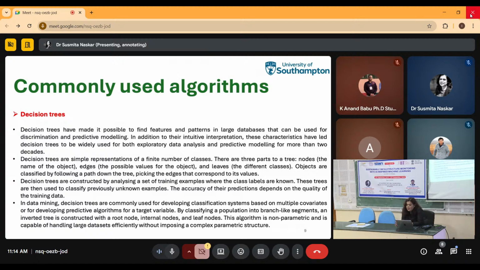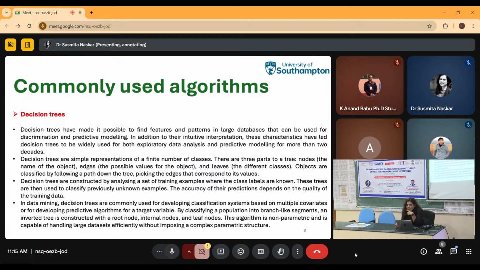The decision tree is a simple yet powerful representation of a finite number of classes. It consists of three main parts: the node, the edge, and the leaves. The node represents the name or the attributes of the object, whereas the edge represents the possible value of the decision, and leaves represent the different cases or outcomes. To classify an object, we simply follow a path from the root down the tree, choosing the edges corresponding to its value until we reach the leaf where we get the predicted result.